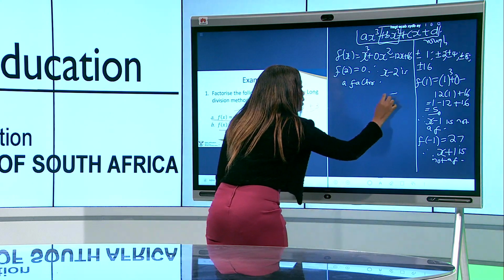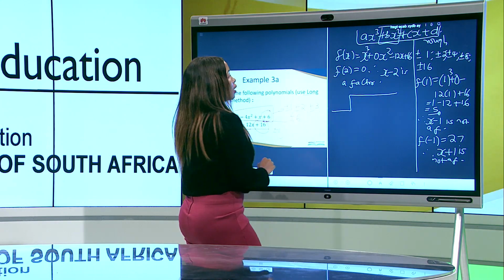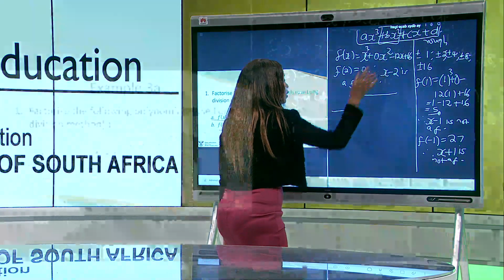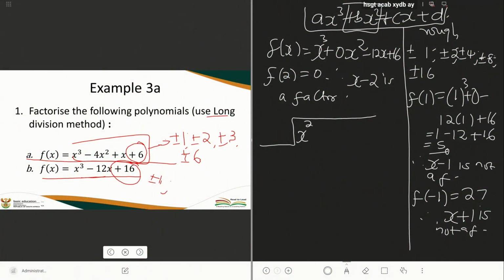Now I must apply the method. Any method that I can use here, my long division method. You write in the given function as it is. Remember the missing terms. You need to include in the missing terms. So x cubed plus 0x squared minus 12x plus 16. Don't forget your divisor. Your divisor is now x minus 2. Remember the long division method is quite easy. The procedure is still the same. You divide, you multiply, you subtract, and then you bring down the next term, just like that.